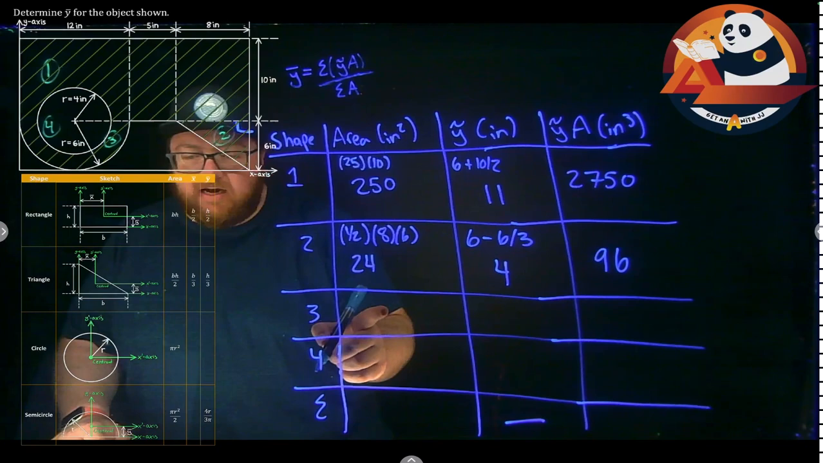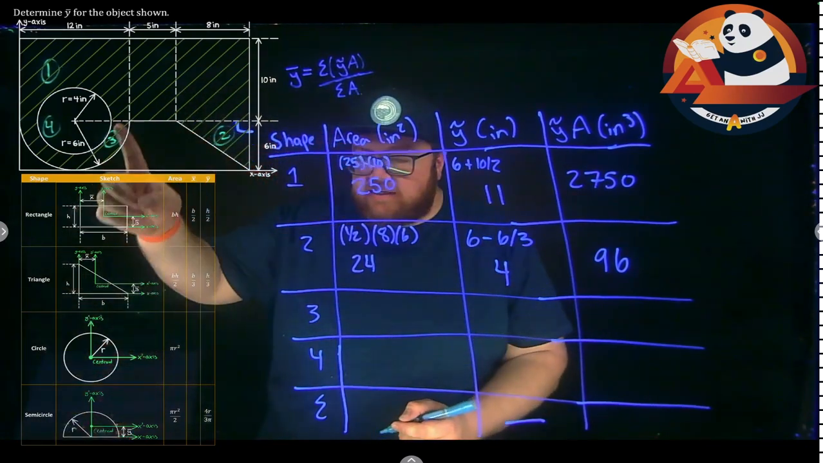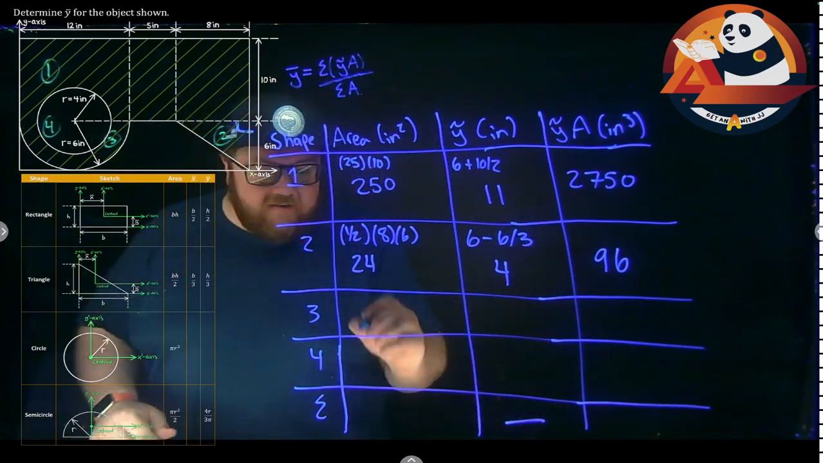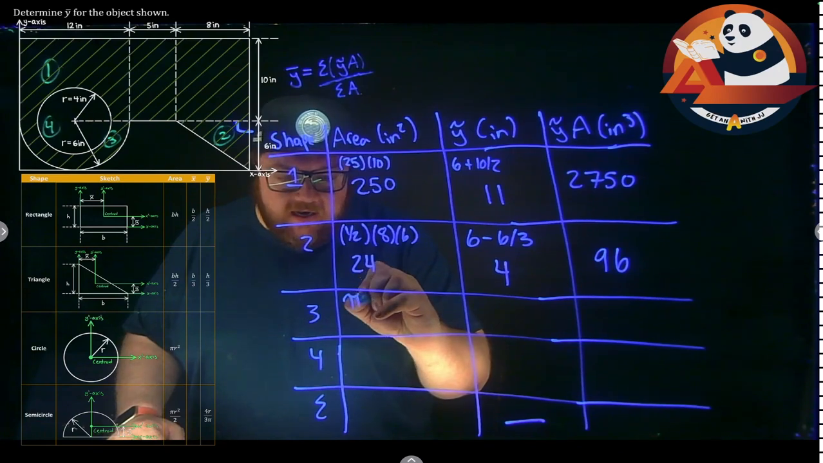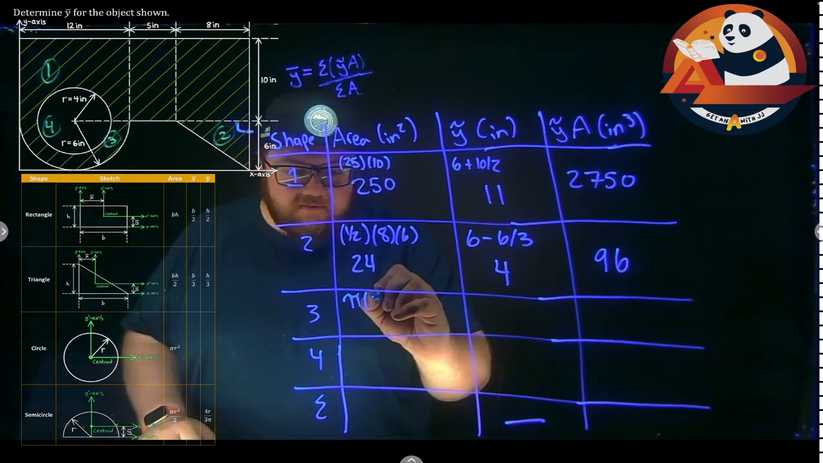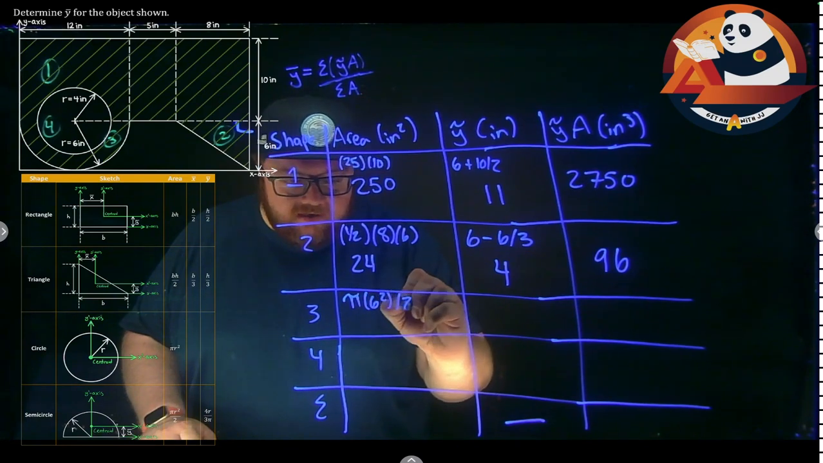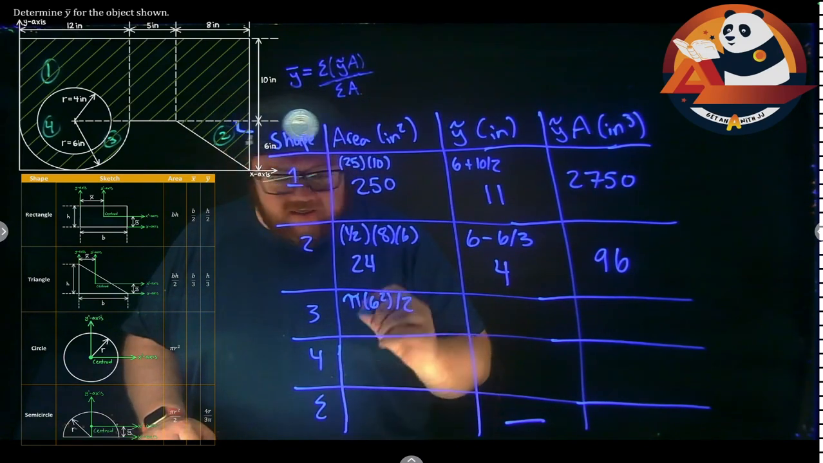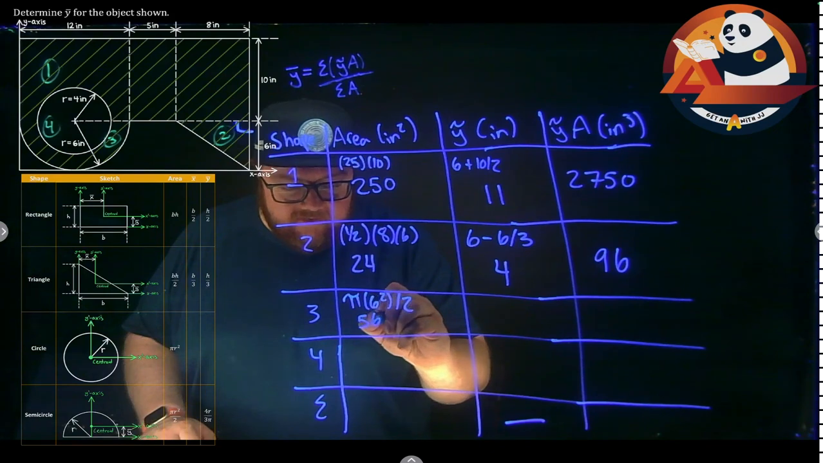For shape 3, we're looking at a semicircle. So the area of a semicircle should be pi times our radius squared over 2. The radius on this is 6 inches. Pi times 6 squared over 2, that's going to get us 56.55.